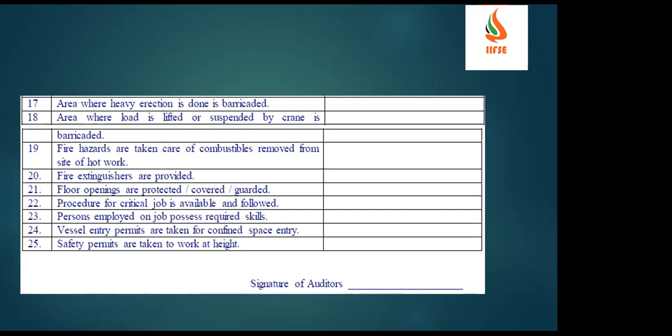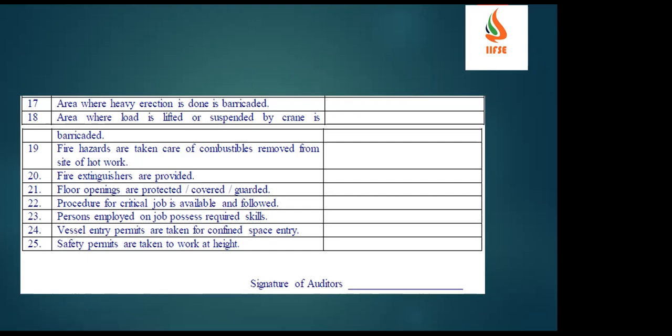And the fire hazards are taken care of: combustibles are removed from the site for the hot works, as we discussed yesterday. Wherever there is a welding activity or any other gas cutting activity happening, we should make sure that there is no combustible material nearby. And also fire extinguishers are provided in various locations wherever applicable.